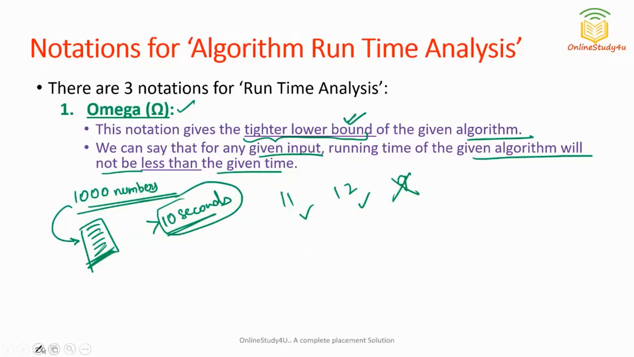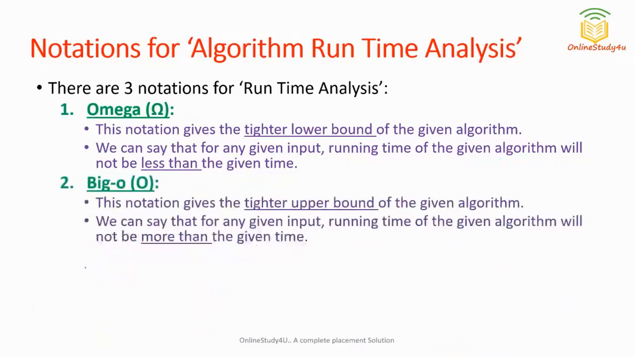Alright, great. So now let us move to the second notation, which is nothing but big O notation. This is a very popular notation and heavily used. And why it is heavily used, we will understand when we have learned all of the 3. Every time we ignore the other notations, omega and one more, but we keep more emphasis on big O notation. So this is a very important notation. Now this notation gives us the tighter upper bound of a given algorithm.